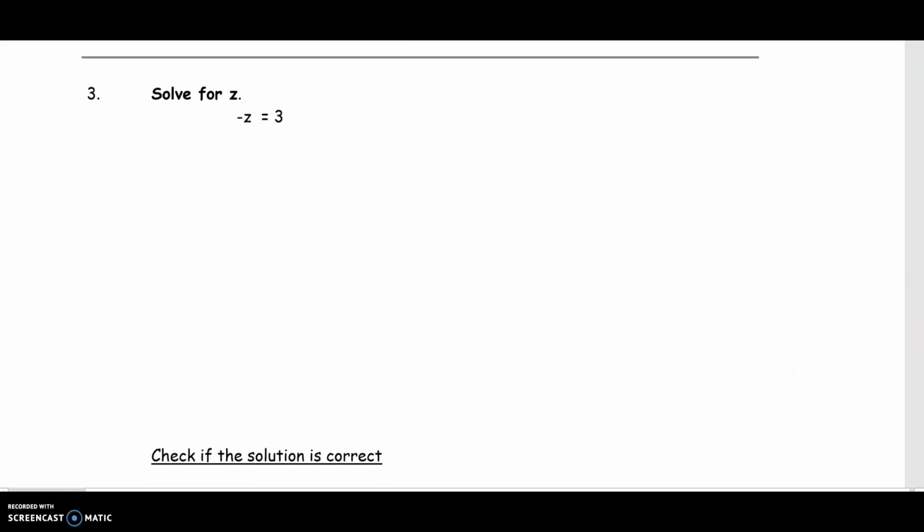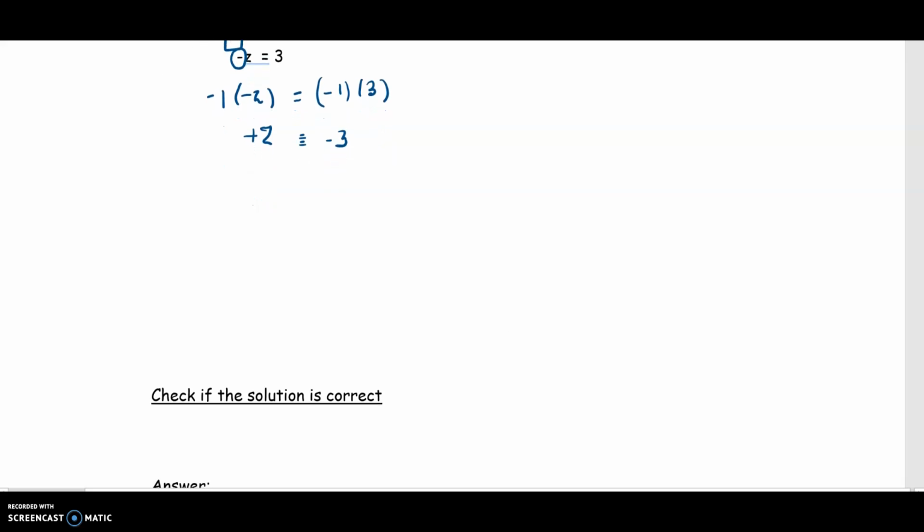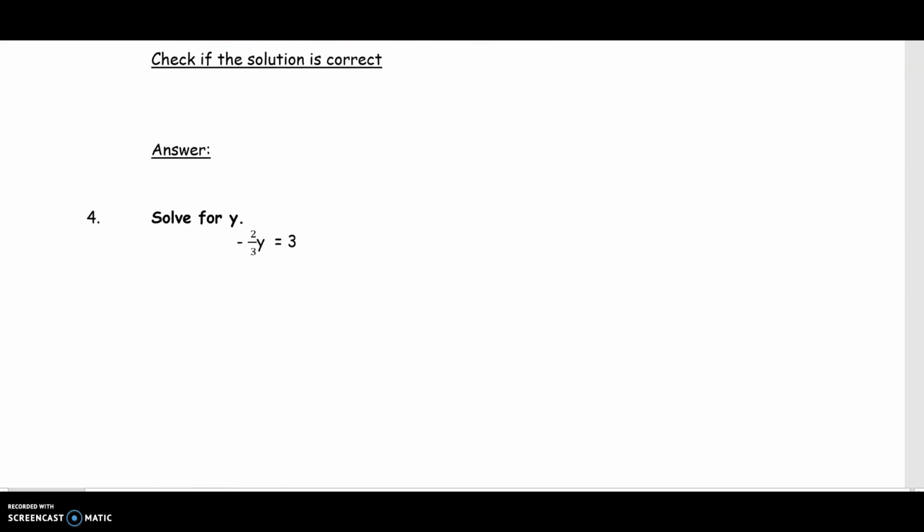Now negative z equals 3. I multiply both sides with negative 1 because I need to get rid of this negative sign to solve for z. So I multiply both sides with a negative 1 to get negative 1 times negative z is positive z. This is equal to negative 3. So if I want to get rid of the negative sign on the z, just multiply both sides with a negative 1 and you get the answer.